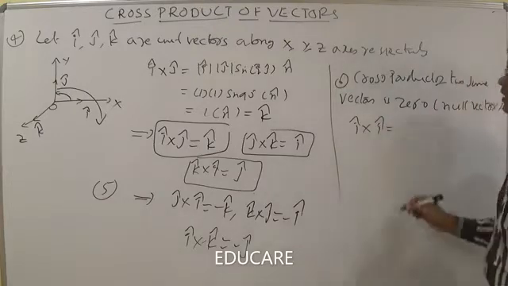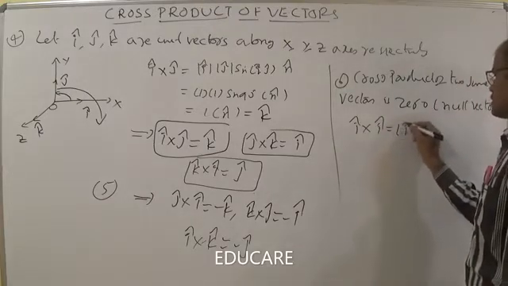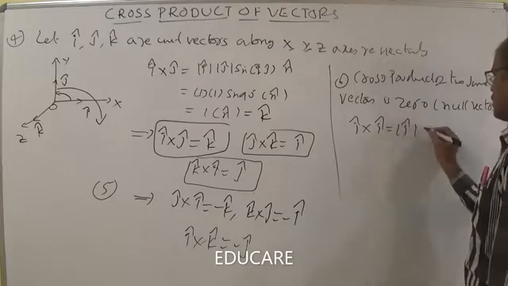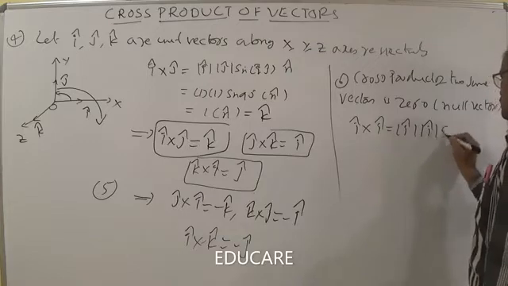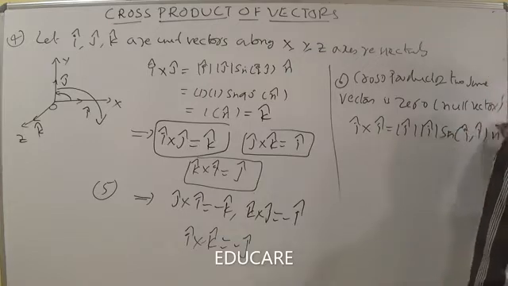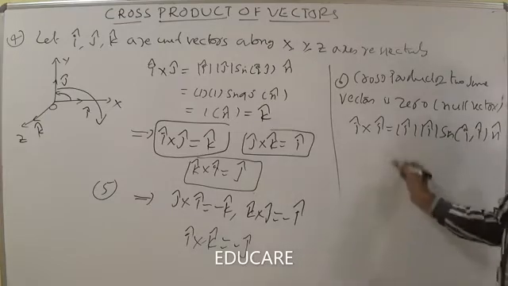What is the value of I cross I just now? We discussed the definition. This is I cap cross I cap equals mod I cap into mod I cap into sine of the angle between I cap and I cap into n cap. What is the value of unit?